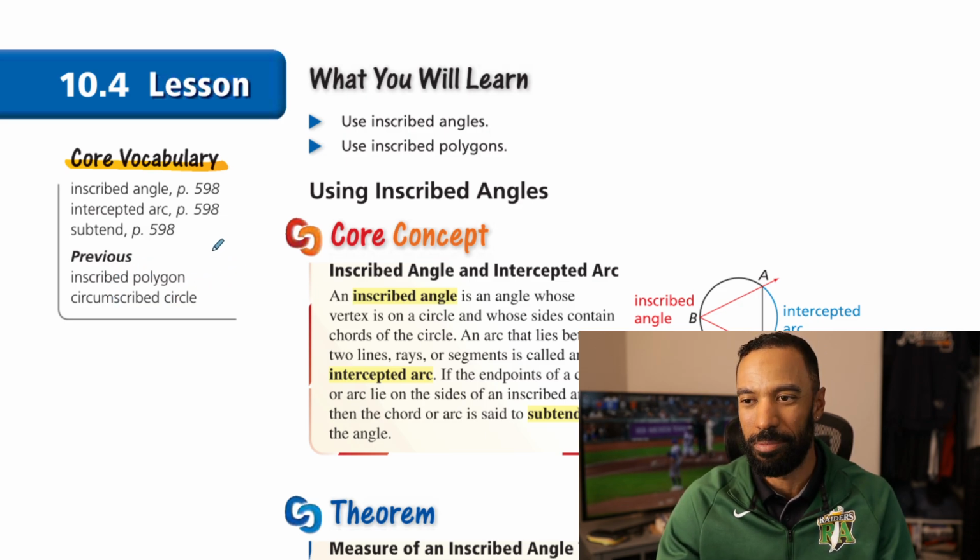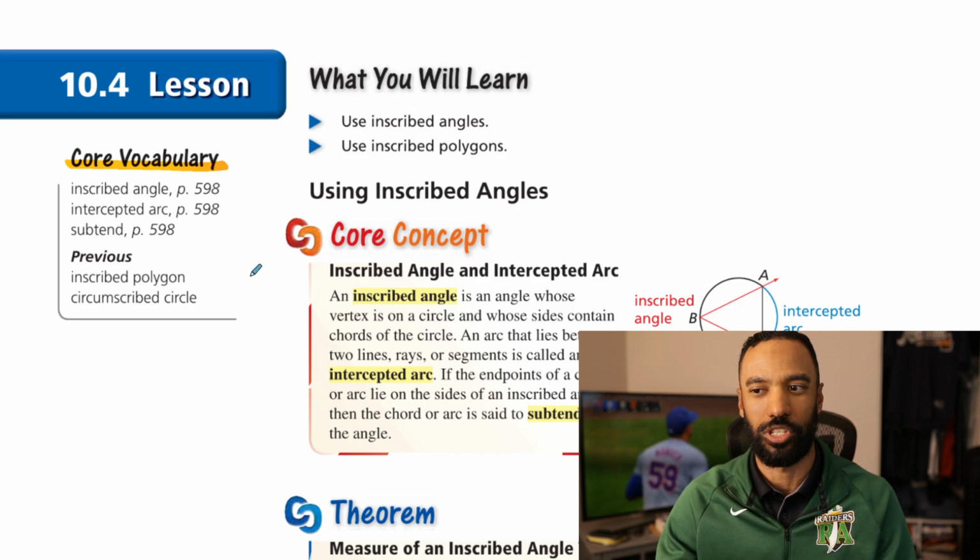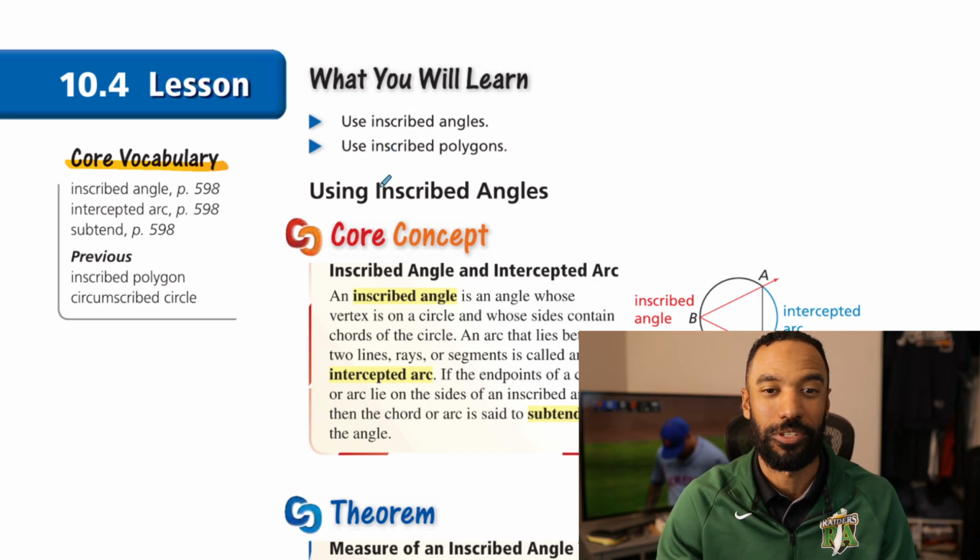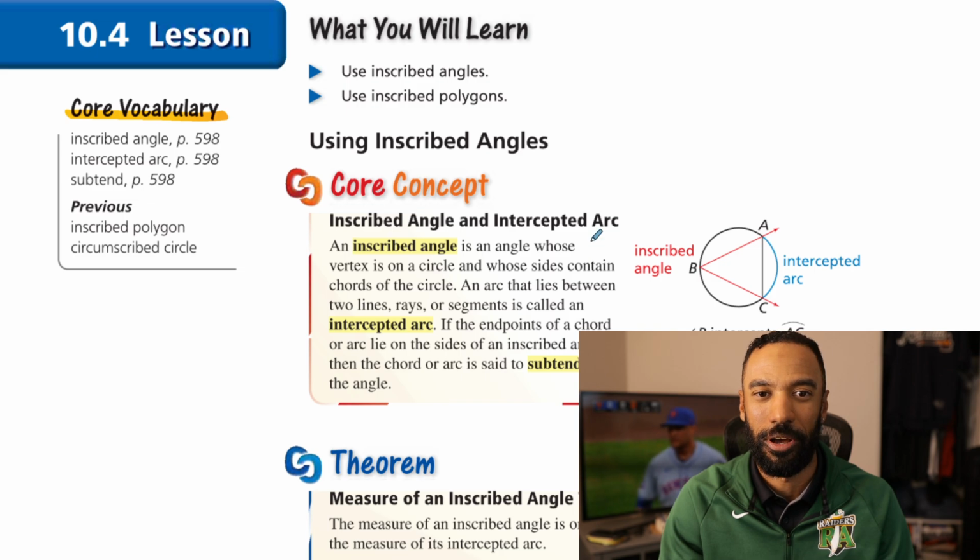Inscribed polygons, circumscribed circle. Awesome. We're going to use inscribed angles, inscribed polygons. Hey, how else are you going to use inscribed angles and other polygons with that? Let's see. Using inscribed angle.